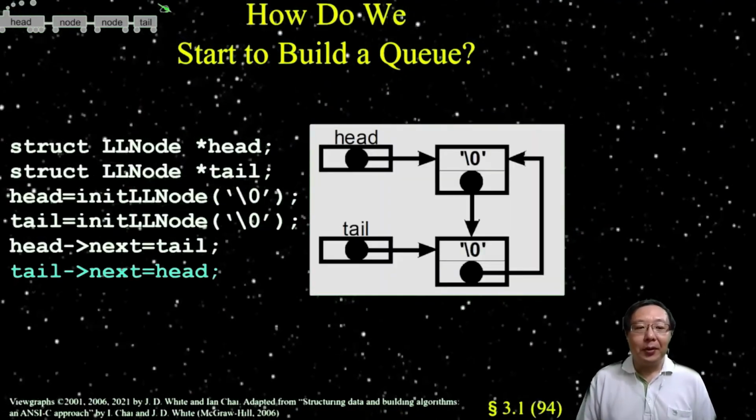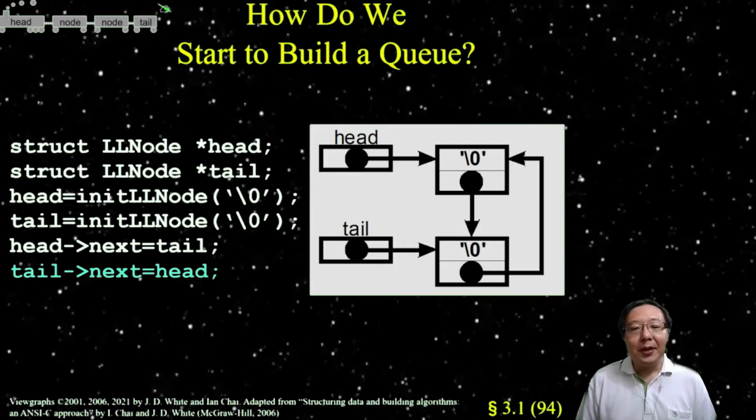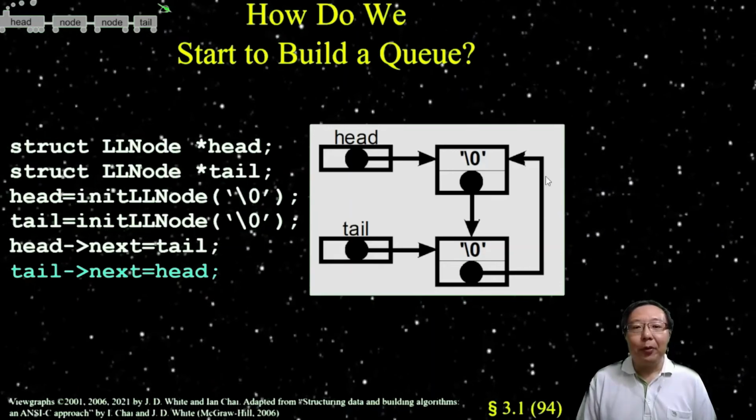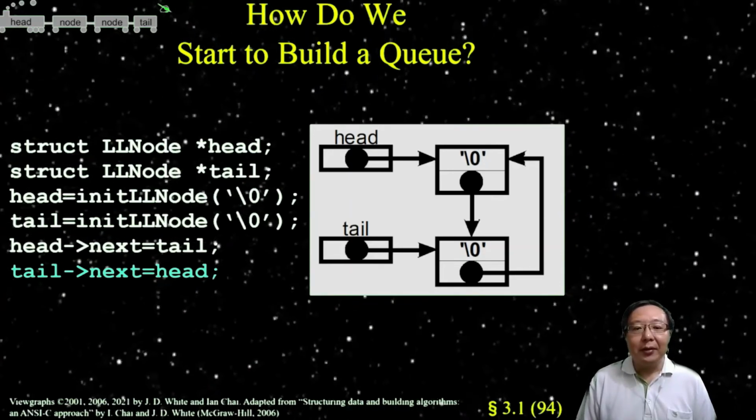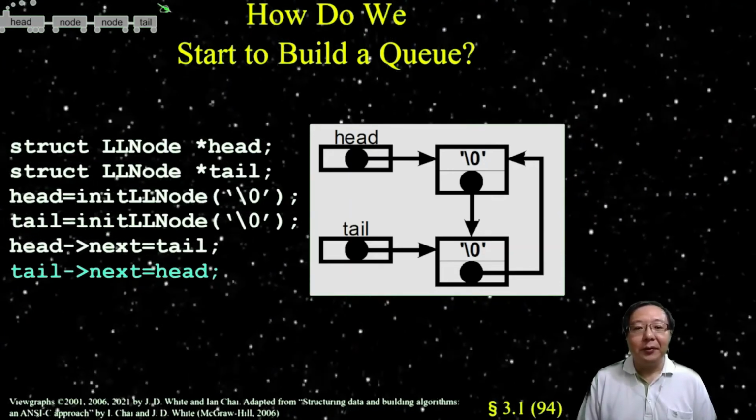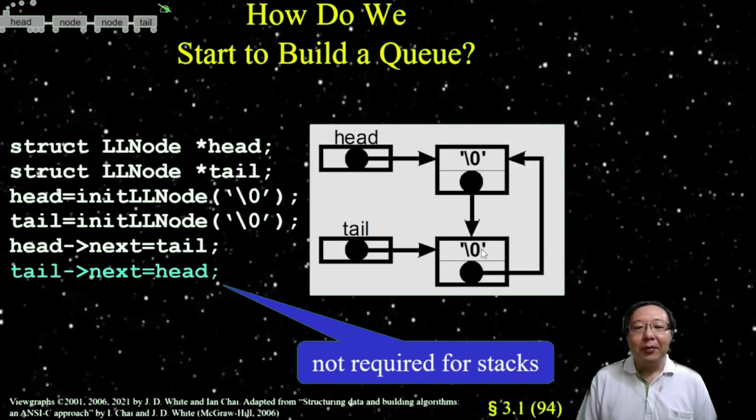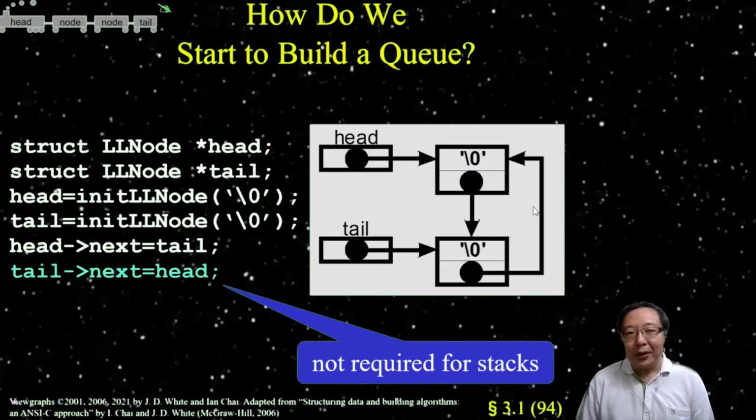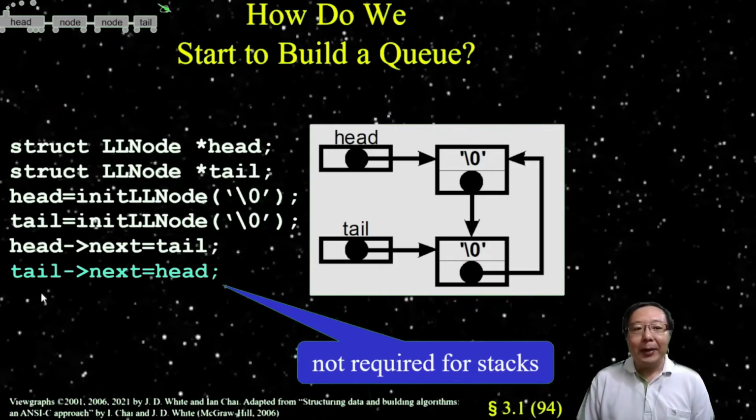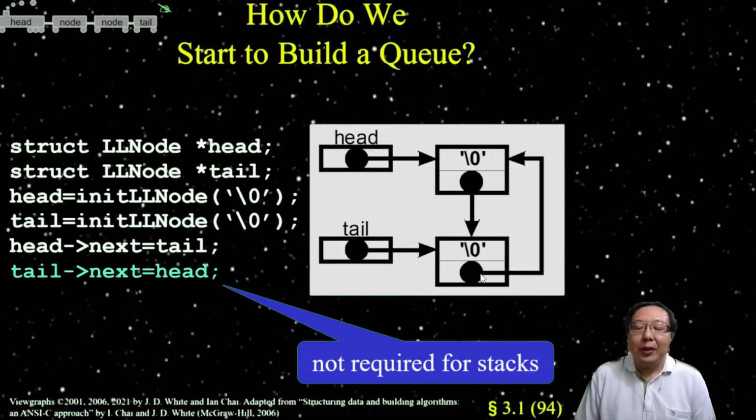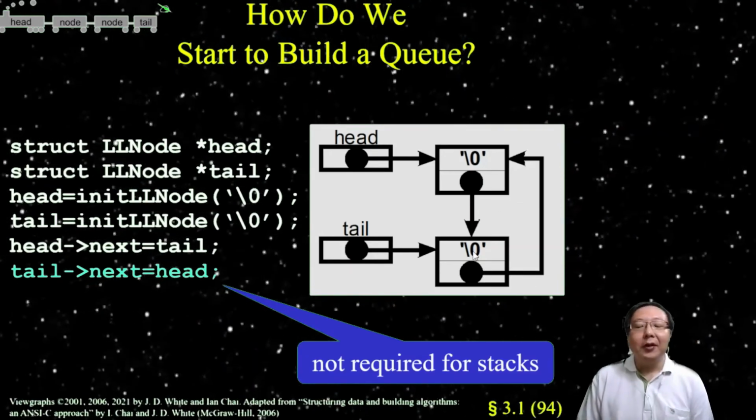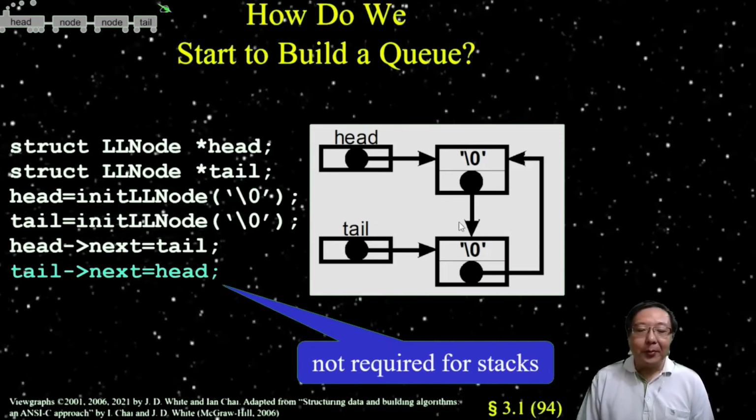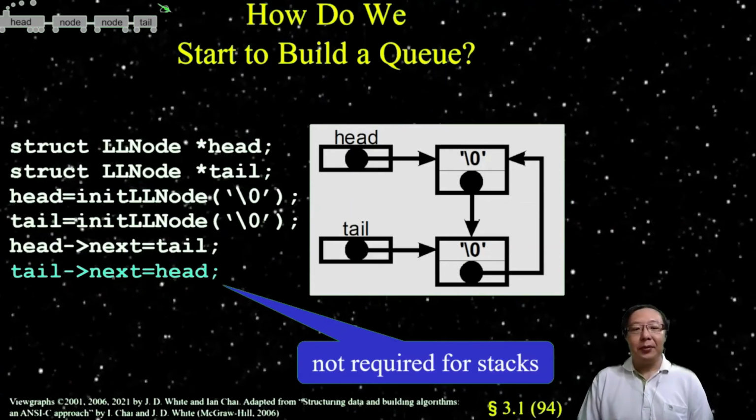So how do we start to build a queue? It's pretty much the same as how we start to build a stack, only that since we need to reach back, we have the tail pointing back to the head rather than pointing to null. So this is so that we can refer to the previous thing, because we cannot manipulate this pointer without being able to get at it. So this part is not required for stacks because we never manipulate the pointer before, whereas we always come from the top. Whereas here we are coming from the bottom, so we need to reach back to the previous node.